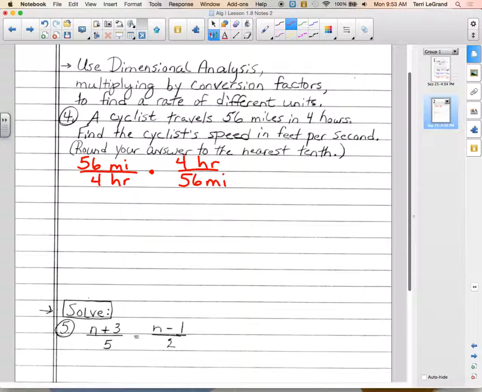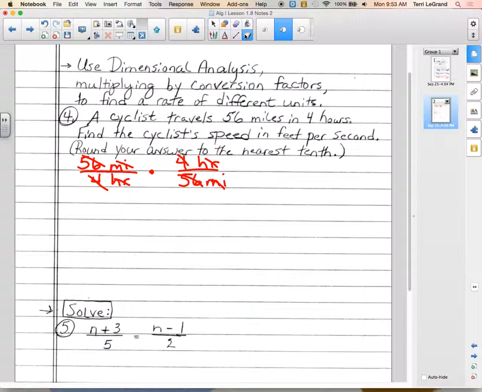What would happen? Well, the miles would cancel each other. The hours would cancel each other. The 4s would cancel each other. The 56s would cancel each other. What would we have? 1. Do you think that's the answer? Yeah. No, probably not. Sage?